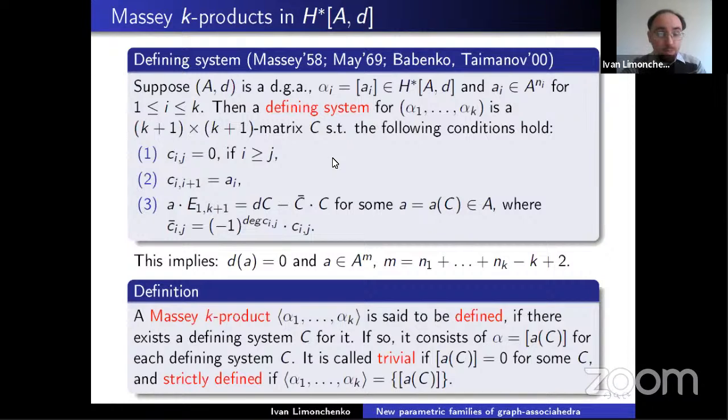This bracket is a multi-valued function. It is defined if there exists a defining system for it, and if so, it consists of all such cohomology classes among all defining systems C. This product is called trivial if it contains the 0 element, and it's called strictly defined or uniquely defined if it contains only one element.